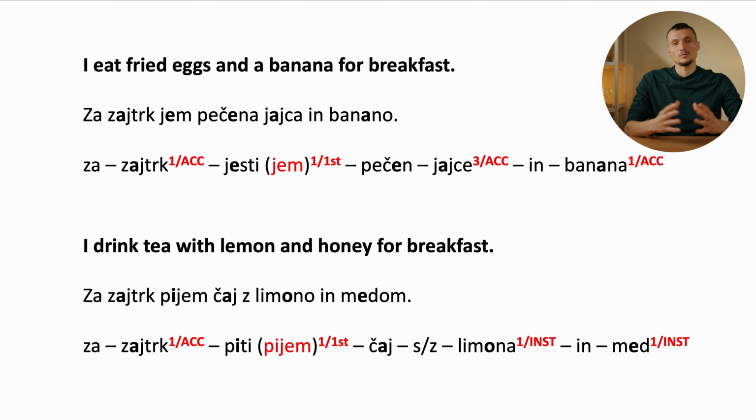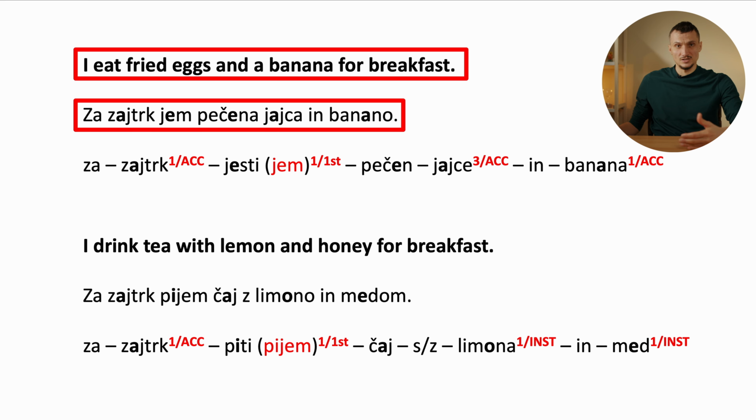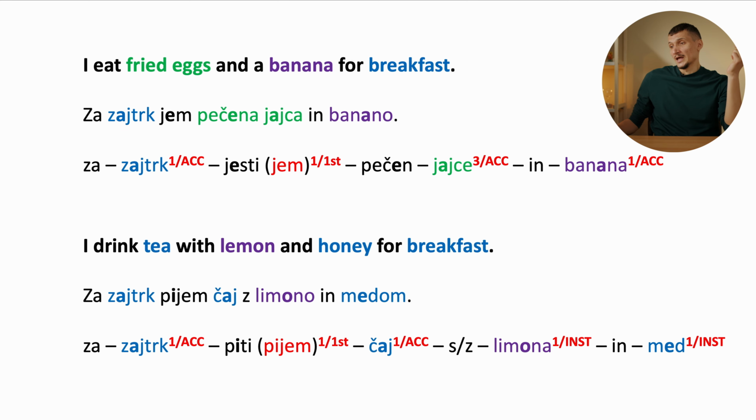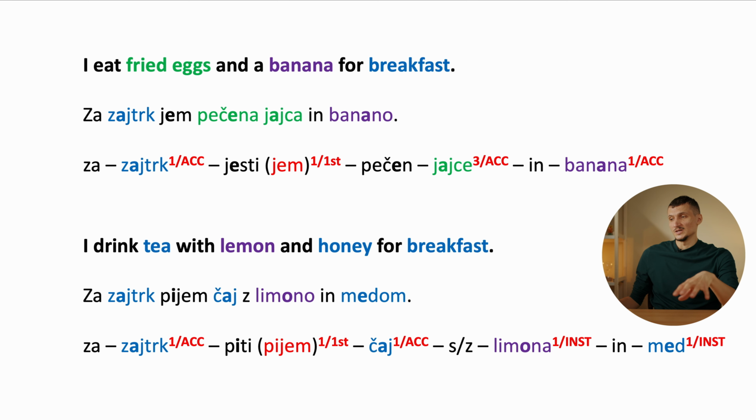So we have our two examples. One is I eat fried eggs and a banana for breakfast, and the other is I drink tea with lemon and honey for breakfast. So we have za zajtrk jem pečena jajca in banano, and za zajtrk pijem čaj z limono in medom. I drink tea with lemon and honey for breakfast. So we always have the English, then the Slovenian, then the grammar broken down, made transparent or explained. And we color all of the nouns blue or purple or green. So these are our nouns.